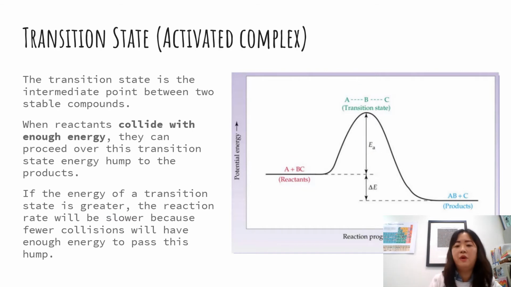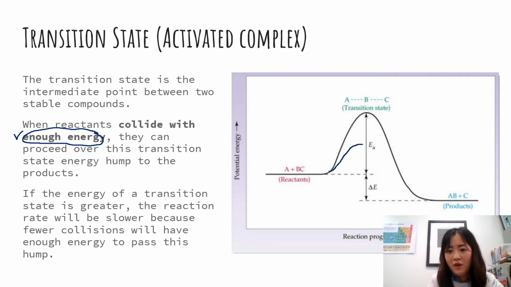We also talked about before that not all collisions actually lead to product formation, right? The collisions have to have enough energy for the reactants to break the bonds and then form the new bonds on the product side. So this collision having enough energy is really important. And you could imagine if this hump were a lot lower, so maybe the activation energy is a lot less, so we reduce it from here to here, then a lot more of these collisions are going to be able to make it over the hump and over to the product side.